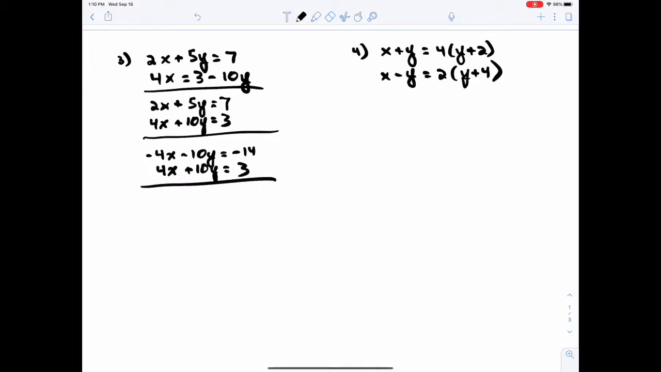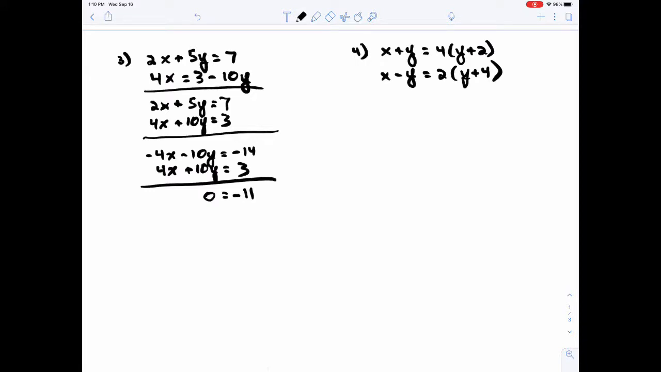And when we add them, we get 0 equals negative 11. Now, what does this mean? Remember I said you got to know what you're doing. You're trying to make both statements true, and all the variables drop out here. So what does 0 equals negative 11 mean?